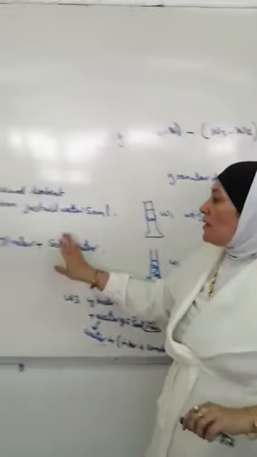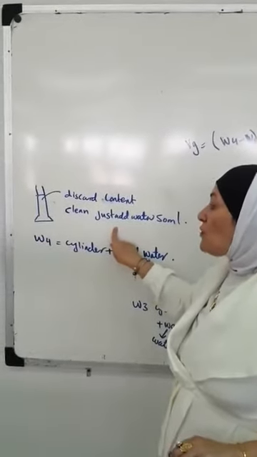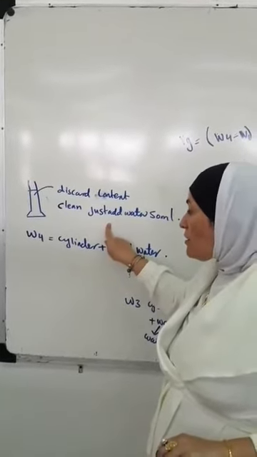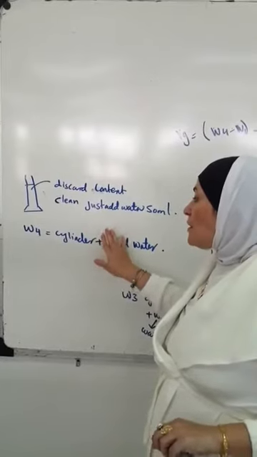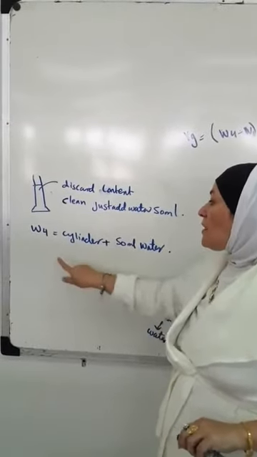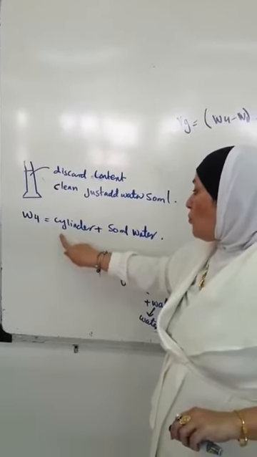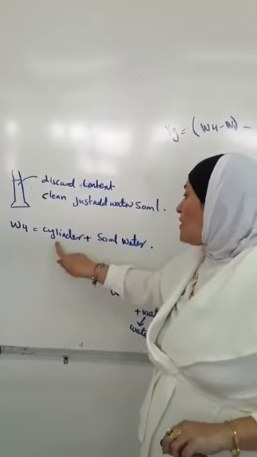Using the same cylinder, we have to discard the content of that cylinder in the sink, clean it and dry it, and add just water to 50 ml and weigh it again. The W4 is the water weight plus the weight of that cylinder.